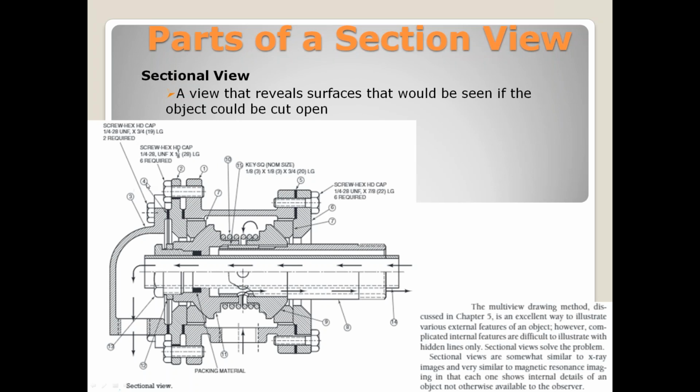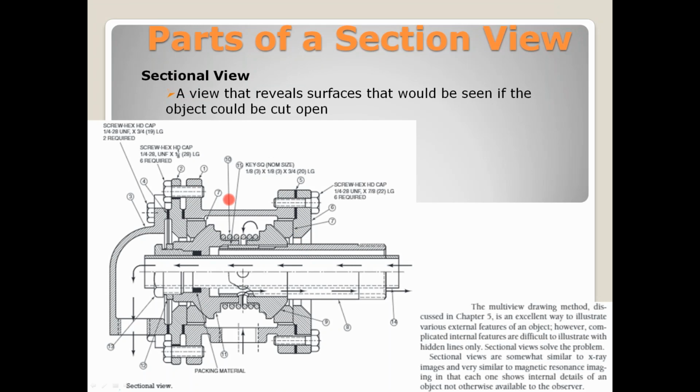This is all the construction notes to show what exactly this component is. Of course, in the previous chapter 5, using the multi-view drawing method would be an excellent way to illustrate what the features of the object look like. But when you get to a very complicated internal feature, and it's very difficult to illustrate with a hidden line, as you see in the sample here, the sectional view would solve the problem.